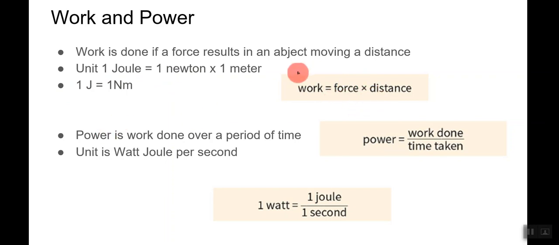The next one then is taking this and adding in the time dimension. So power is the work done over a period of time. The unit is the watt or the joule per second. So power is work done over time taken. So 1 watt is 1 joule per second. So that is work and power.